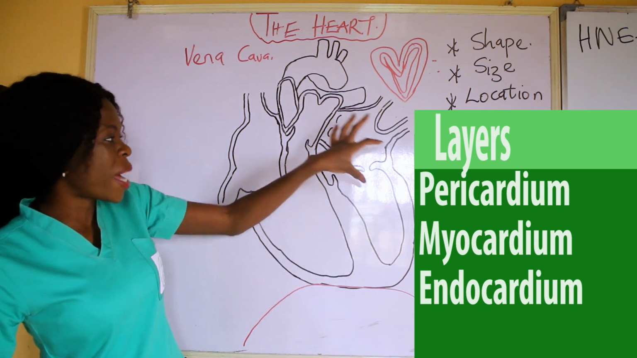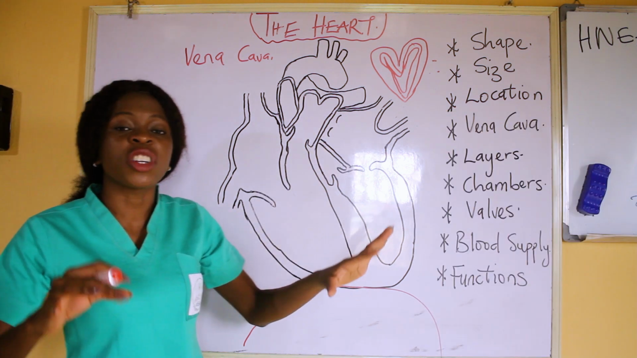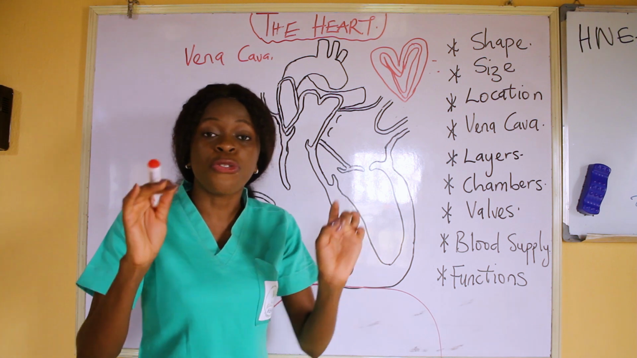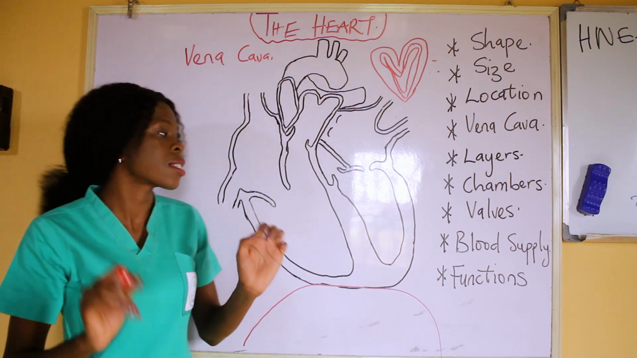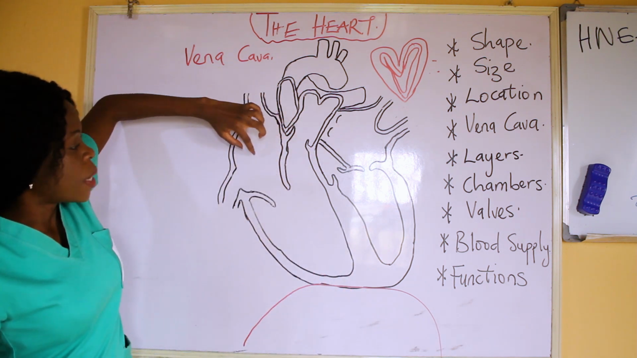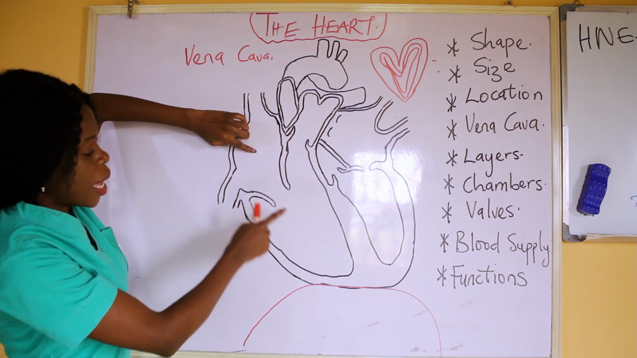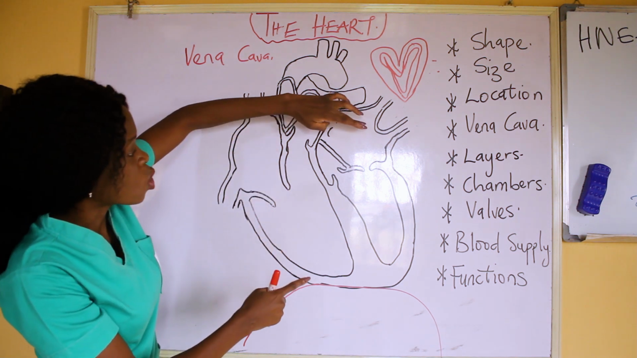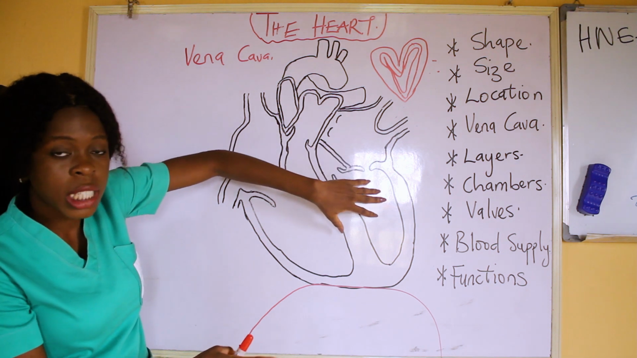Inside now, let's talk about the innermost layer of the heart. That is where we have the chambers of the heart, the four chambers of the heart. If you look at this place, this is the first chamber, this is the second chamber, this is the third chamber, and this is the fourth chamber.